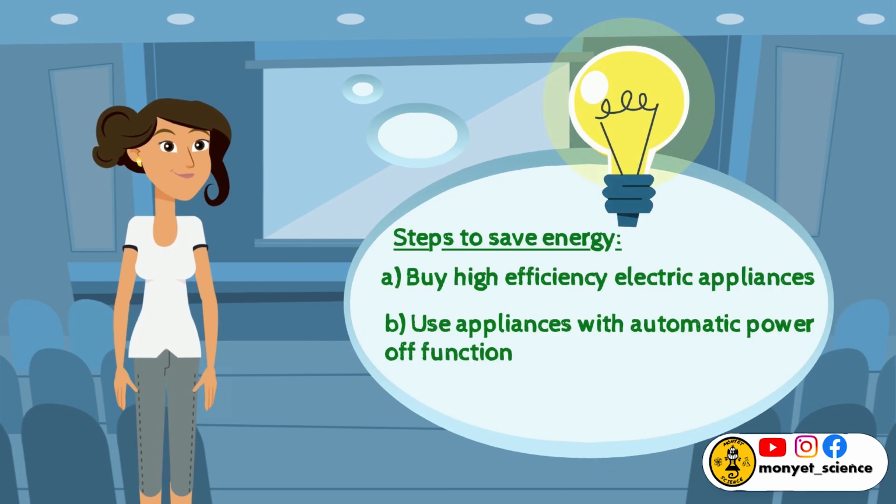So what are some steps you can do to save energy? You can buy high-efficiency electric appliances. You can also use appliances with automatic power off functions.